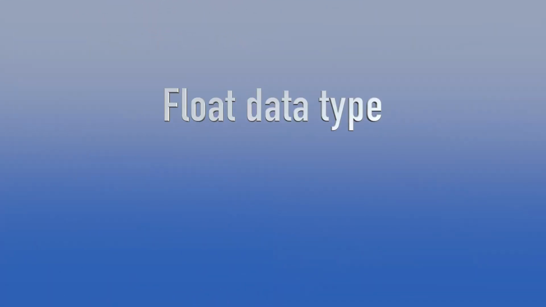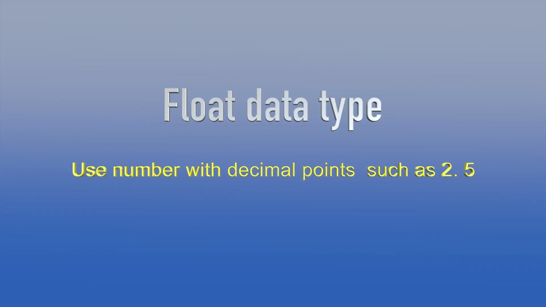So this is how we define integer data type in Python. The next one is float data type. Float data type basically understands float numbers, that is the number with the decimal points, and how to use them for more precise calculations.